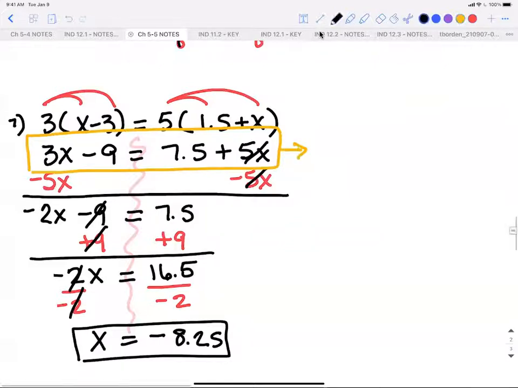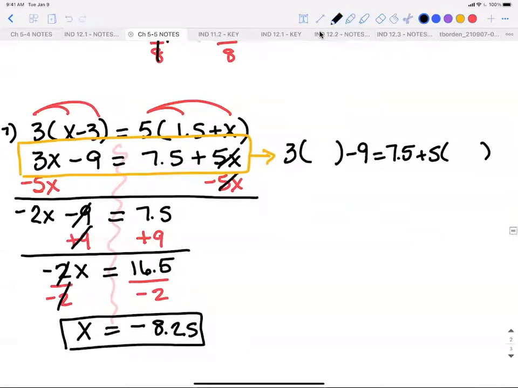So I'm going to use 3 open parentheses minus 9 equals 7.5 plus 5 and then open parentheses. And now, in place of my parentheses, in place of my X, what am I going to put? I'm going to put negative 8.25, right? Negative 8.25, because that's what I'm calling X here. And now I'm going to check to see if it works out. Again, don't reinvent the wheel here. Use your calculator.